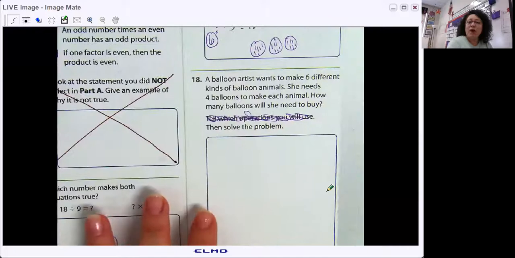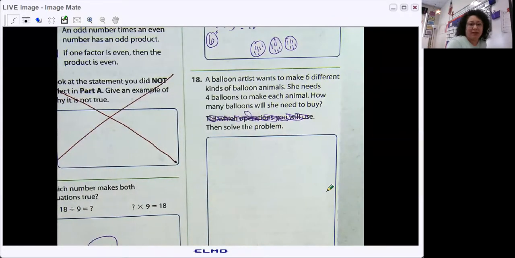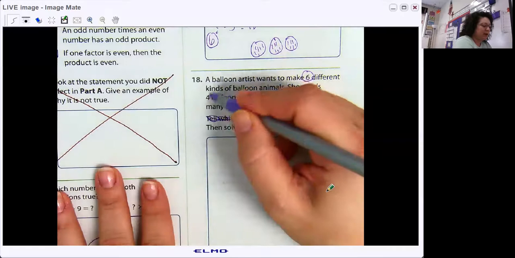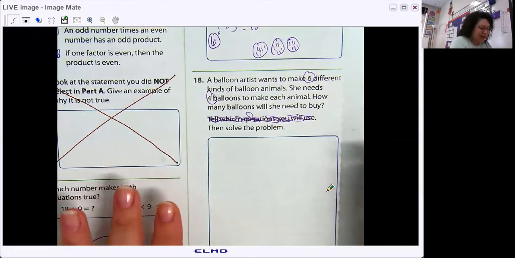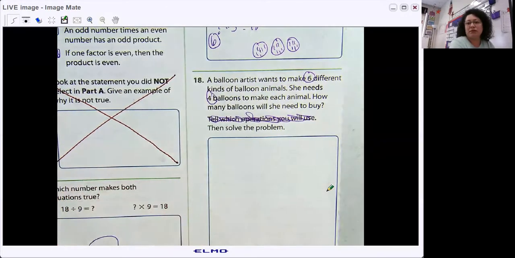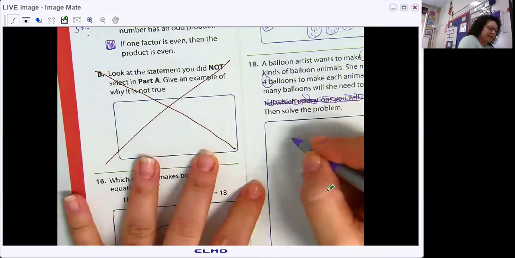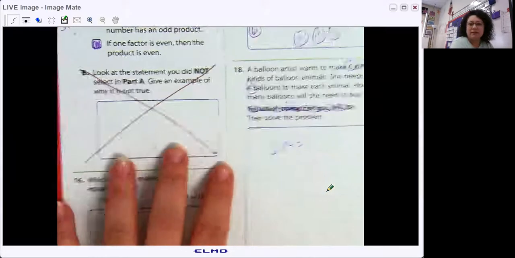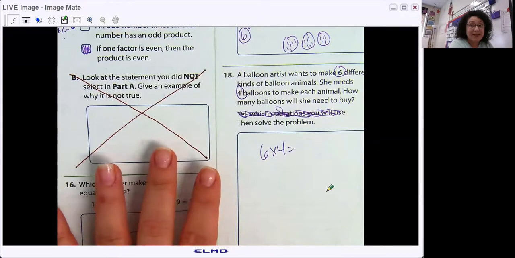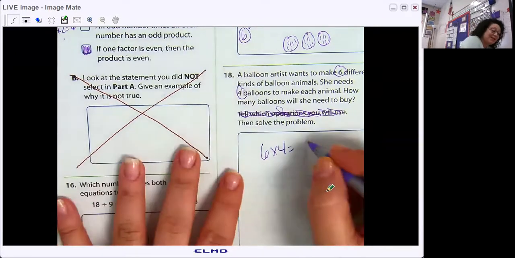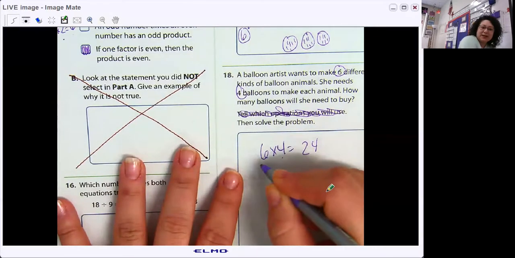A balloon artist wants to make 6 different kinds of balloon animals. She needs 4 balloons to make each animal. How many balloons? So are we going to add, subtract, multiply, or divide? Multiply. 6 different kinds of animals, and we would need 4 balloons in each. So we have 6 times 4 is 24. Anything times 4 is a double. 12 and 12 is 24.